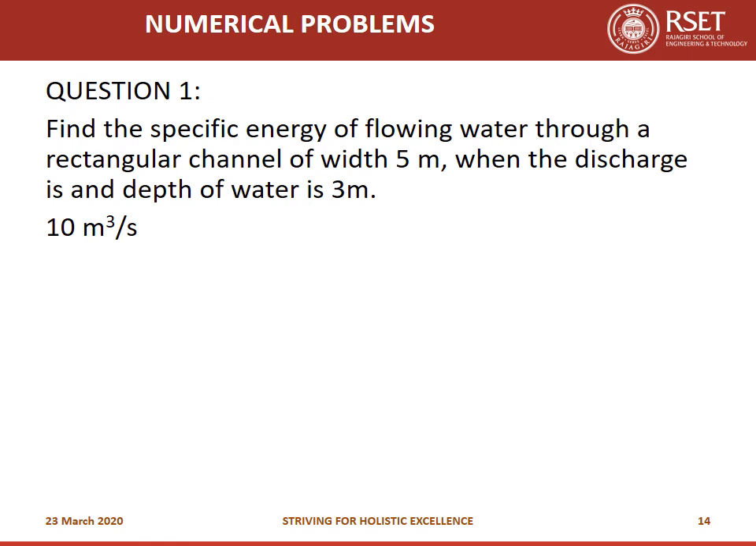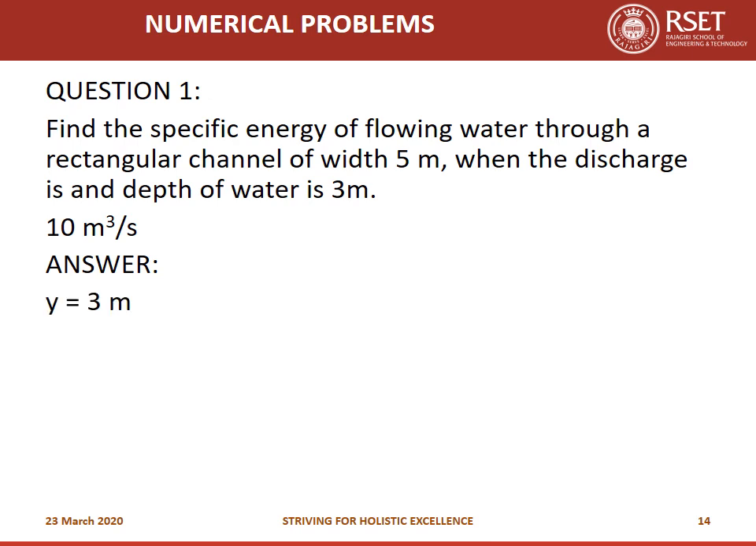So let's just read through the question. Find the specific energy of flowing water through a rectangular channel of width 5 meter when the discharge is 10 meter cube per second, and depth of water is 3 meter. So let's go to the answer.